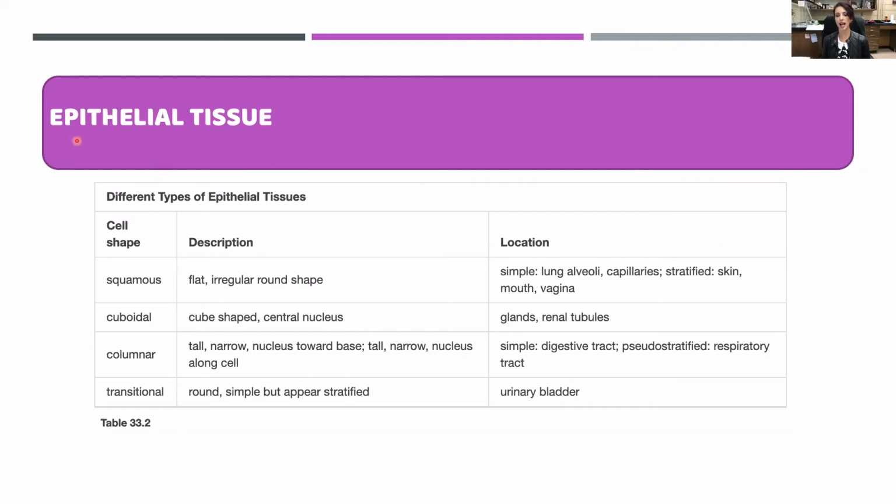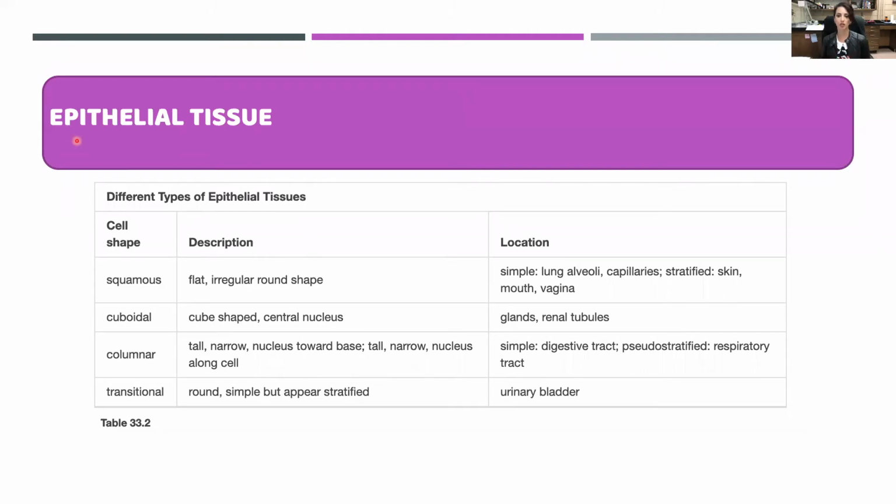This covers the outside of organs and structures in the body, and it also lines the lumens of organisms in a single layer or even multiple layers of cells. The types of epithelia are classified by the shapes of the cells that encompass the tissues and the number of layers that are present within the tissue as you look at it under the microscope.